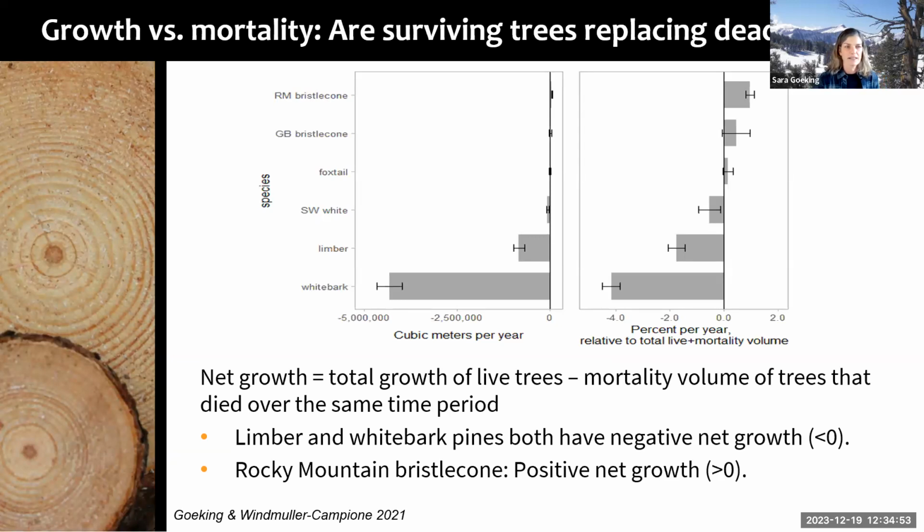It's more alarming to look at limber and whitebark pines, where the net growth, the growth minus the mortality, is negative. Mortality exceeds growth by quite a bit. And so seeing that they are significantly different than 0, they're quite large negative numbers. And I forgot to mention this earlier, I did put error bars on each of these representing a confidence interval.